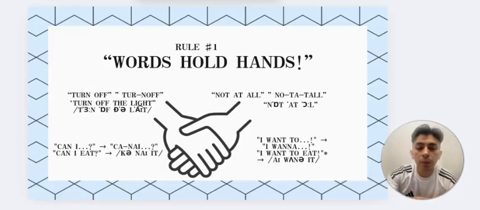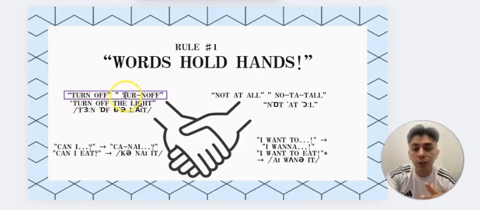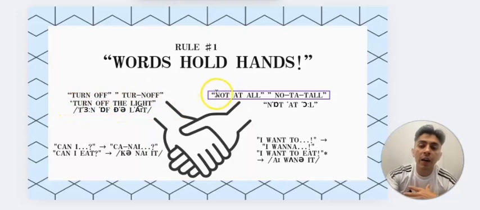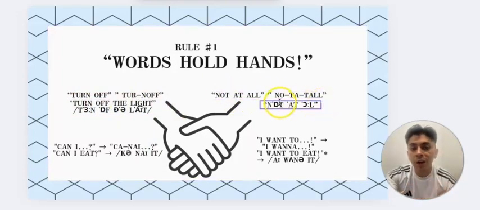Here we have some examples. For example, number one, it says turn off. We never say turn off the light, right? We say turn off the light. Like you can see, turn off the light. Not at all. We say not at all, right? Not at all. That makes more fluency. It sounds better. The cadence is better.